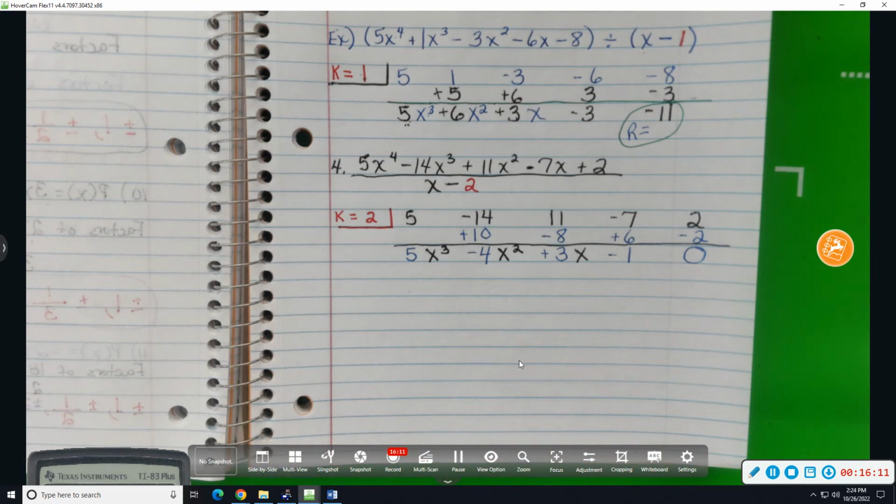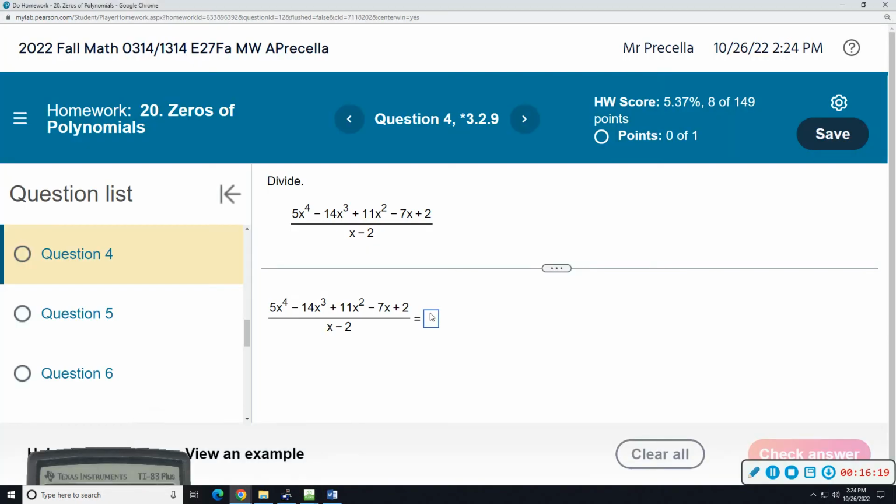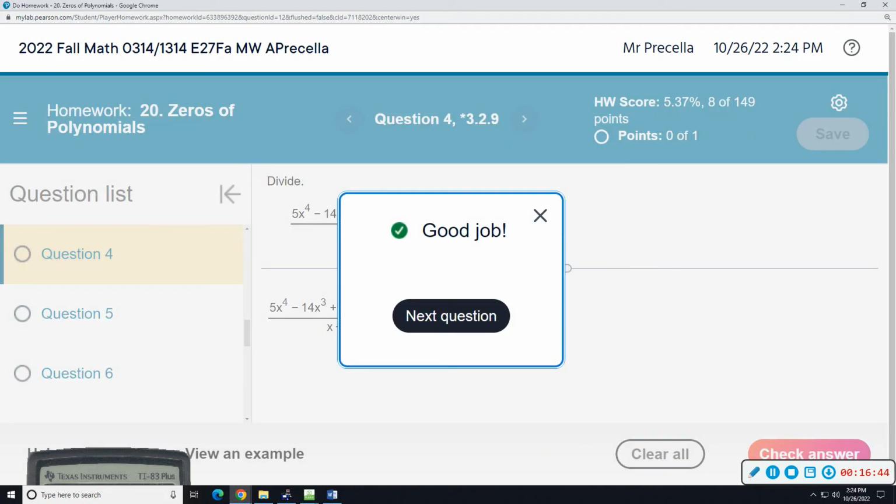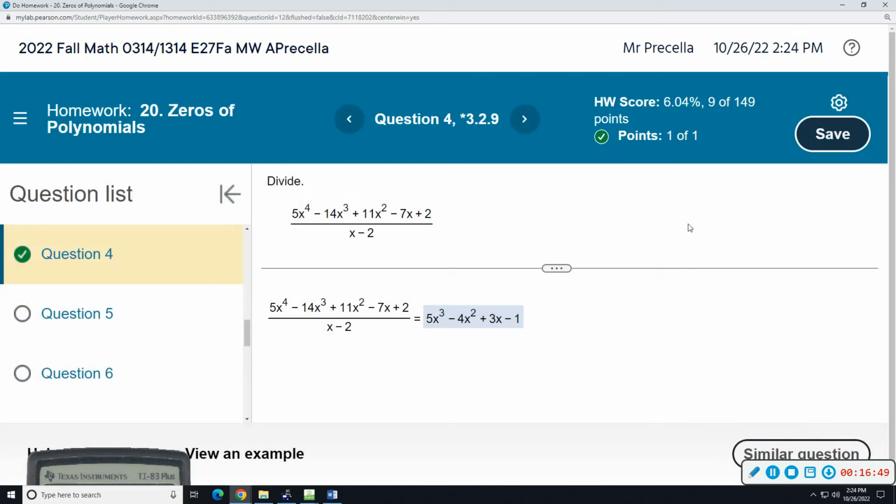Let me make sure I have time to write that down. Okay, I'm going to type it in now. So we have 5x cubed minus 4x squared plus 3x minus 1. Oh, I can't find it. There it is. Any questions there?